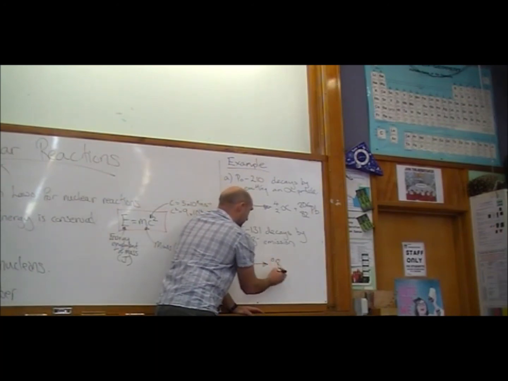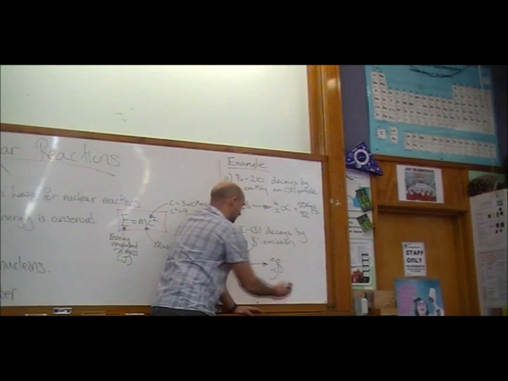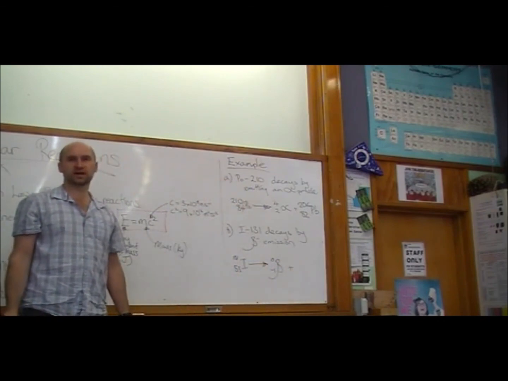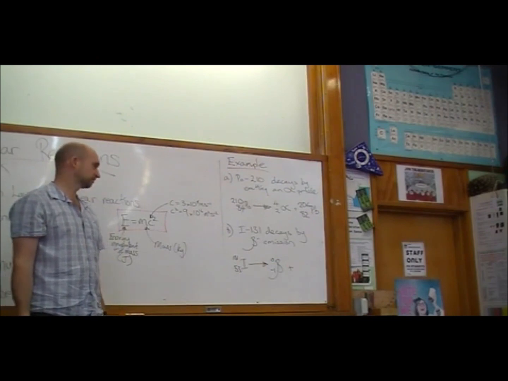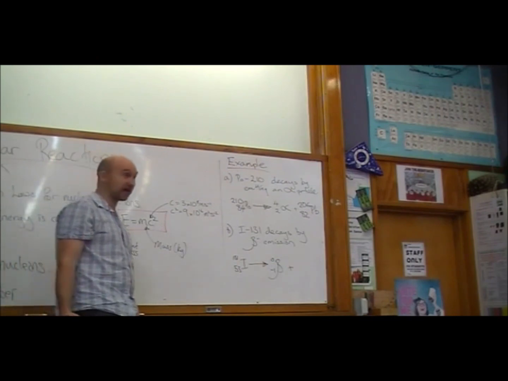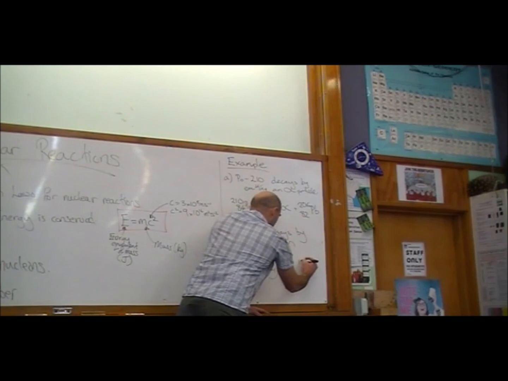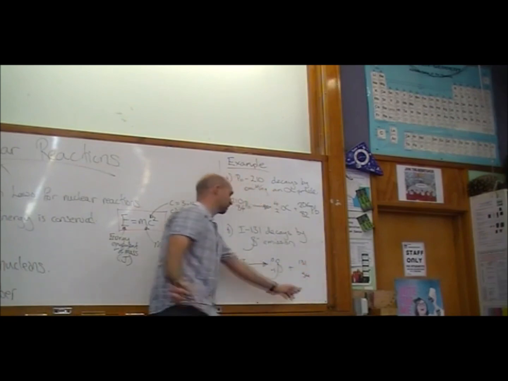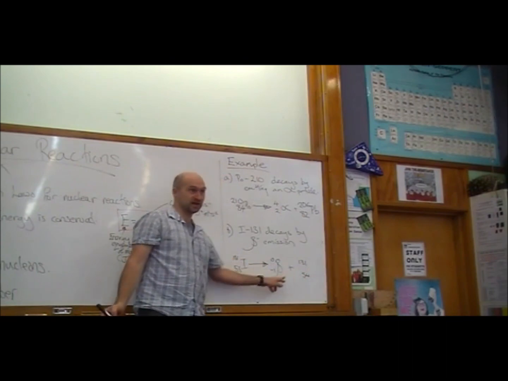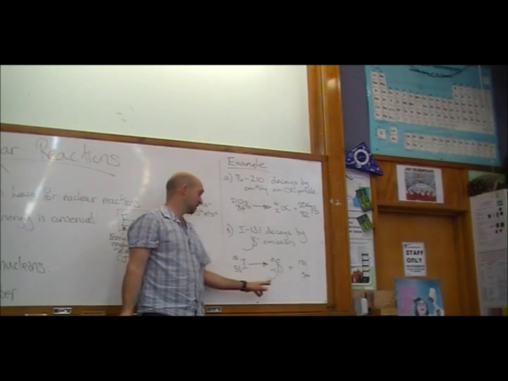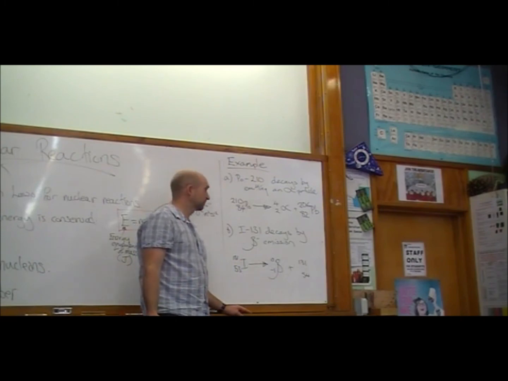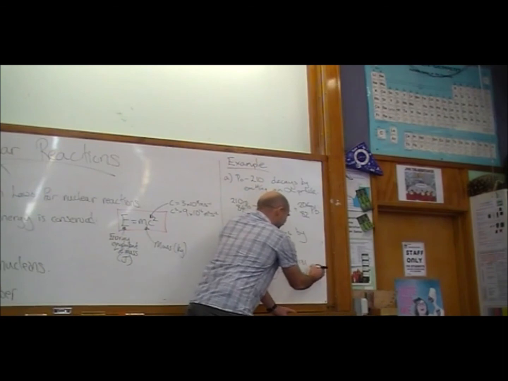It's a beta, 0, negative 1, plus, what's the other thing that's formed? What do we know about its nucleon number? 131 on top. It must be 131, and it must be 54 on the bottom, because 54 plus negative 1 is 53. What must it be? I can't pronounce that. Starts with an X. Xenon.